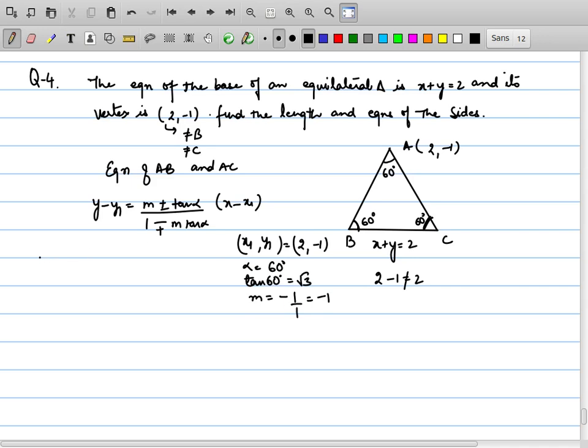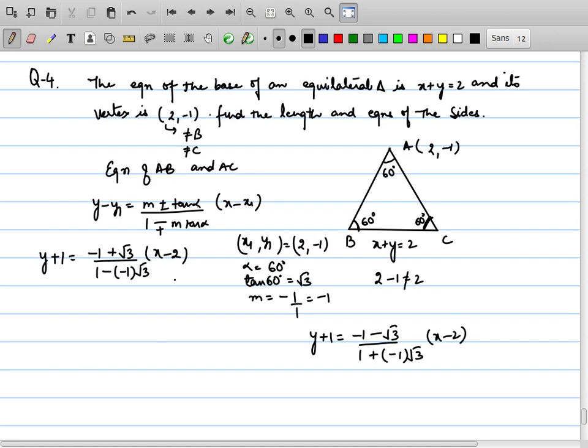Therefore, if we put the values, y minus y1 is y plus 1. What is m? m is minus 1. We'll take positive sign, root 3. Then we'll have to take negative in the denominator, 1 minus (minus 1) into root 3, times x minus 2. This is your first equation. And the second one would be y plus 1 equals, we'll take negative sign, minus root 3 minus 1, and we'll take positive in the denominator, 1 plus (minus 1) into root 3, times x minus 2.